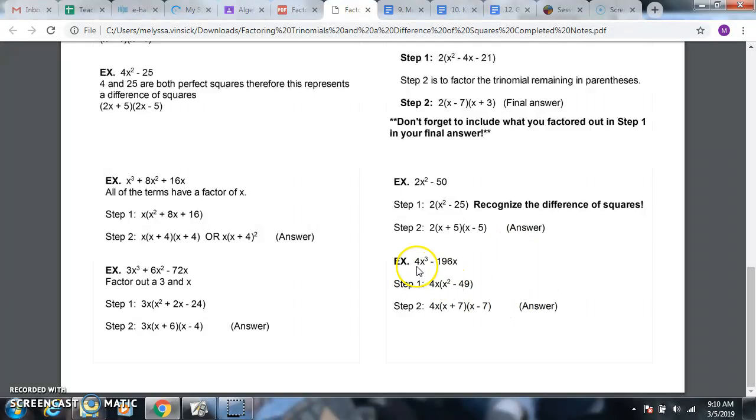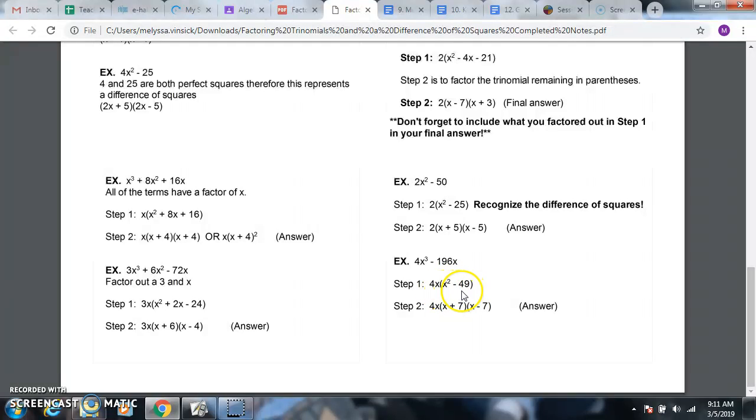Okay, last one. 4x to the third minus 196x. Right, again, start with the GCF. You can divide a 4 evenly out of both of these, and you have an x that's common to both. Okay, so I'm going to bring out a 4x. When I divide, 4x to the third divided by 4x gives me just an x squared. 196x divided by 4x gives me a 49. So I'm left with x squared minus 49.